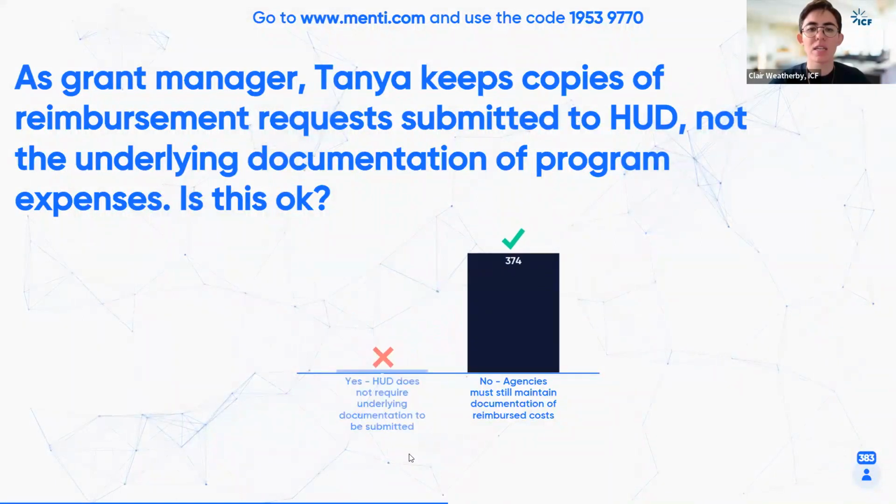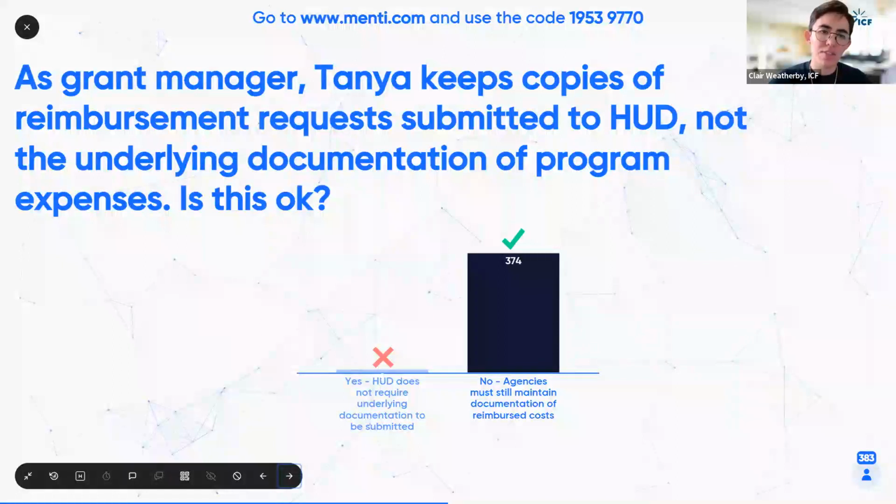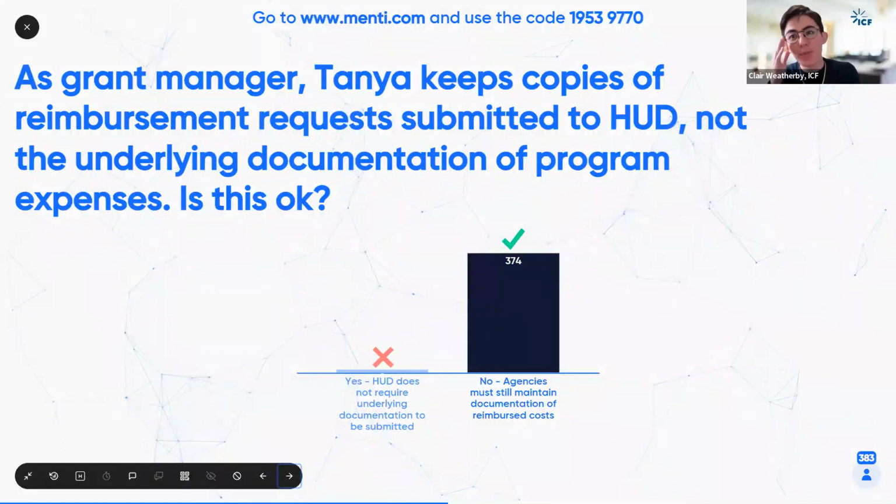And it looks like, yes, 374 of you got the correct answer, which is that you must keep all of the underlying documentation of your program expenses, even though you're not submitting it with your request to HUD. And of course, as you all know, this is also a good practice accounting-wise, financial management-wise. And so we would expect you all to be doing that. So thank you for participating in this rapid fire quiz.